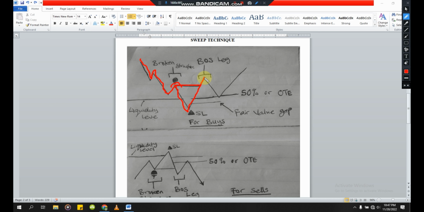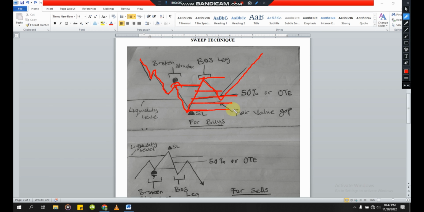Once the market breaks it, this is our break of structure leg, and you quantify it to get your 50%. This is very important because, like I said in the previous video, if you are buying, which is the situation here, you want to be buying at a discount. Anything below 50% is discount, anything above 50% is premium. So we expect the market to pull back down to discount before going higher, and we'll be entering from the fair value gap.